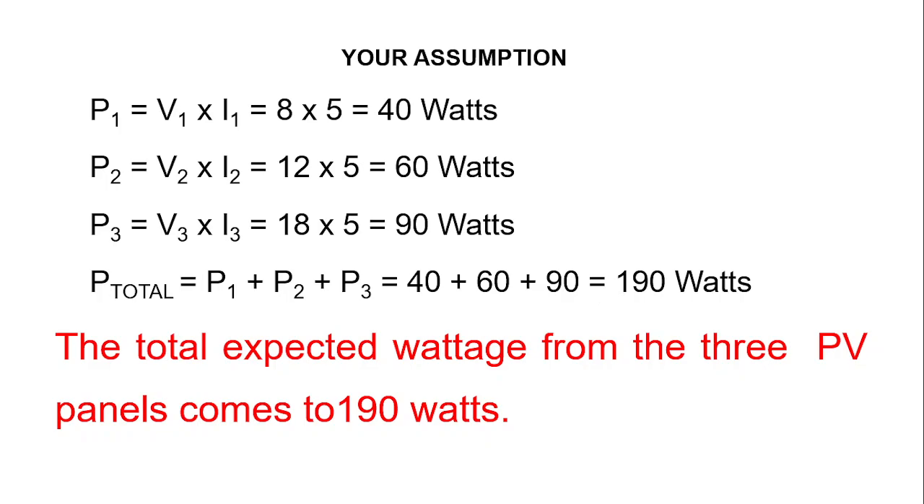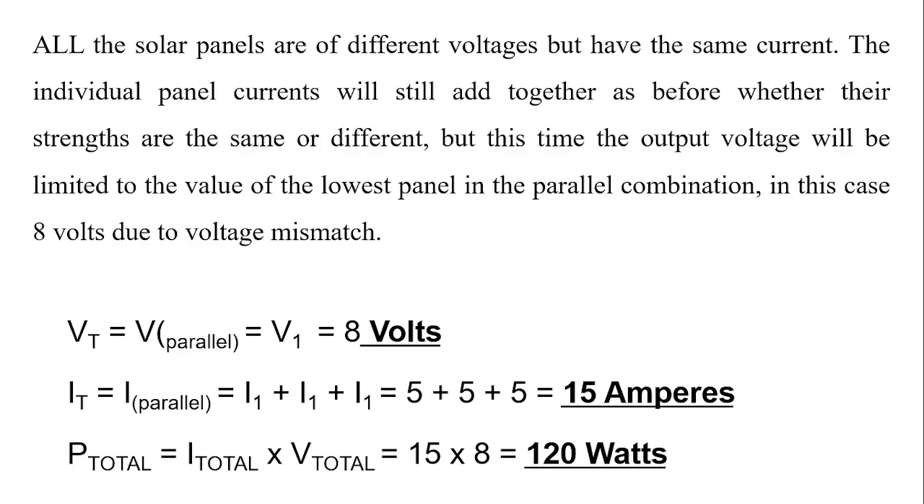190 watts. But no, our assumption in this case is wrong, because when panels of different voltages are connected in parallel, the output voltage of the panels will be limited to the voltage of the lowest panel in the parallel combination. So in this case, the output voltage from the panels is equal to 8 volts.